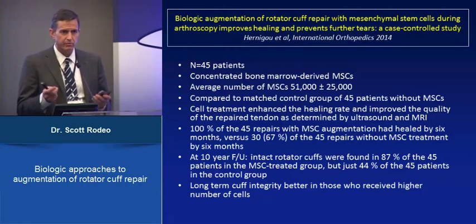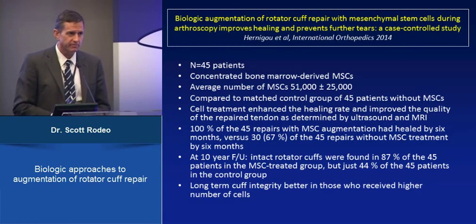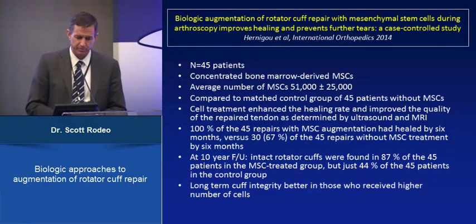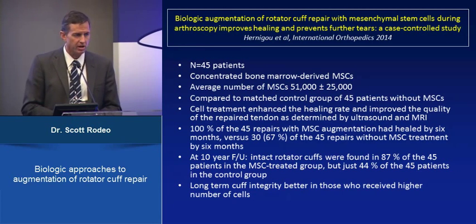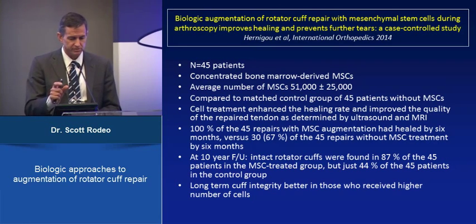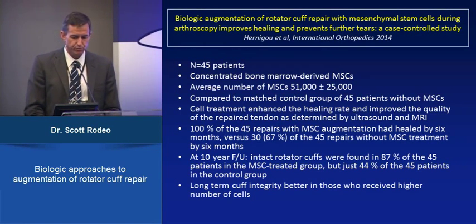How about clinically? Where are we today? Well, this is a nice study Philippe Pernigout from Paris recently published, 45 patients using concentrated bone marrow-derived MSCs. The average number of implanted cells was 51,000. They compared this to a matched control group of 45 patients with no stem cells. And what they found is that the cell treatment enhanced the healing rate and improved the quality of the repaired tendon as determined using ultrasound and MRI.